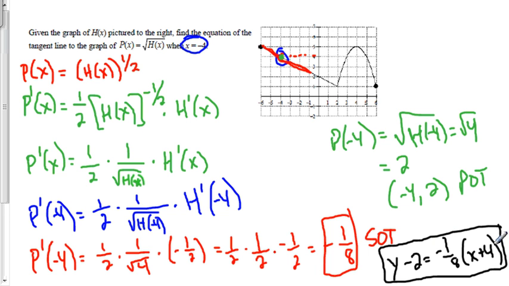Okay, so just from that graph and that little bit of information, I can come up with the equation of the tangent line. All right, that'll be it for part 4. We'll have one more part to do the last page. Chain rule.